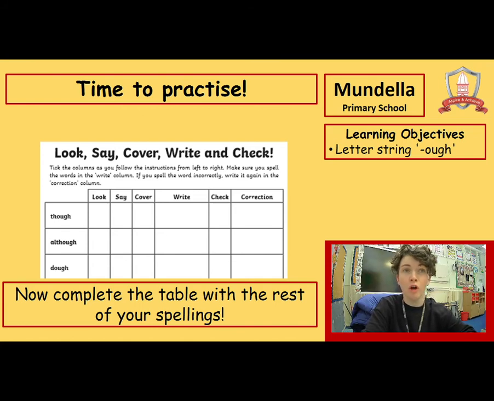You have to first of all look at the word, say the word. If you want a reminder of how to say the word, please refer back to yesterday's session. You cover the word, so with a piece of paper or with your hand. Then you practice writing the word. You check it and see, have I included the right letters? Have I spelt that letter string correctly? And if you need to correct your spelling, please do so underneath the correction box.